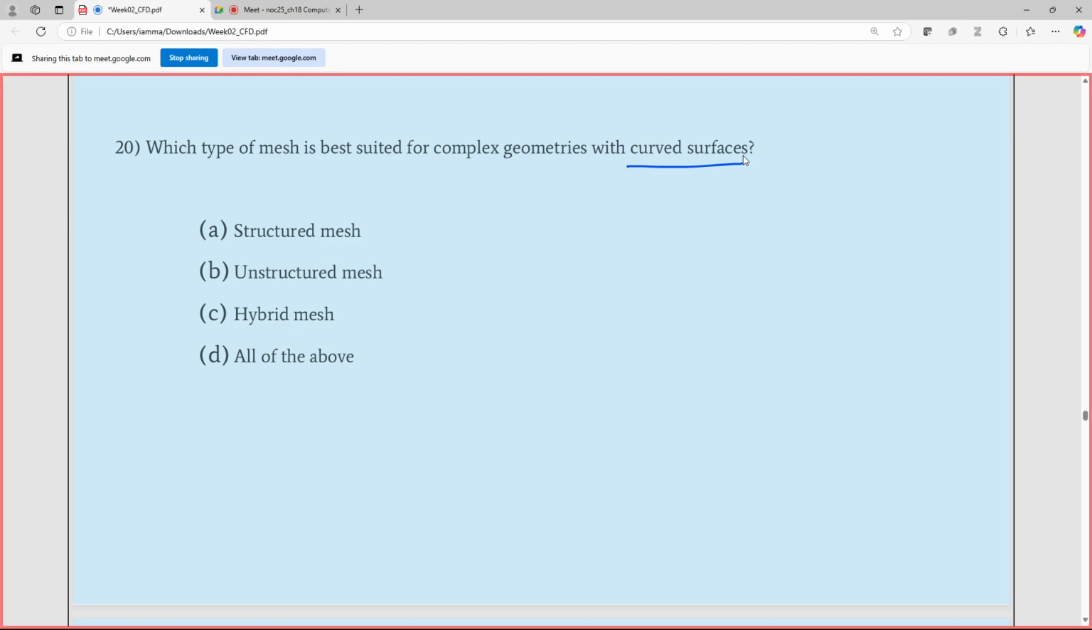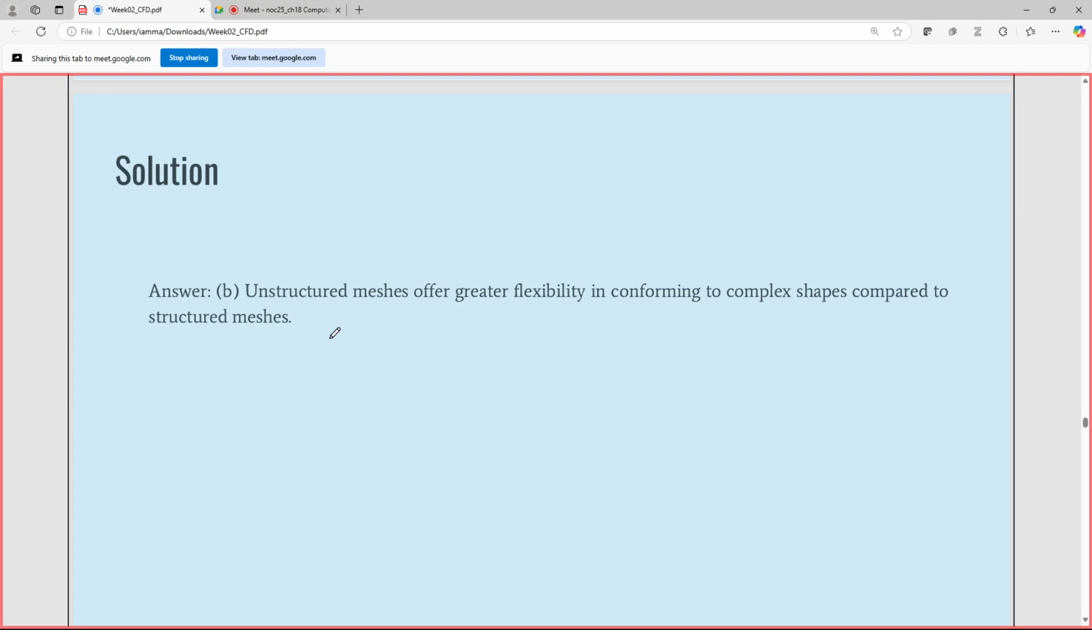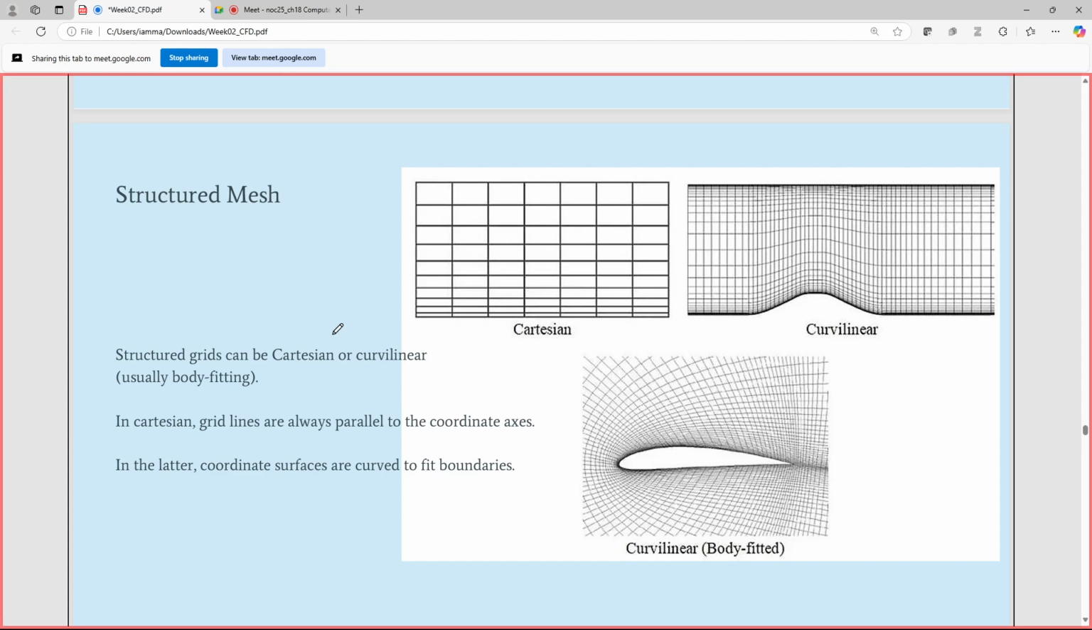Our answer is option B, unstructured mesh, because unstructured mesh gives greater flexibility in fitting to the complex shape or curved shape in complex bodies. If you have any doubt between structured and unstructured mesh, structured meshes are those meshes that can be fitted or written in accordance with Cartesian coordinates. Like this, if you can see, this is a Cartesian mesh. Here, everything you can write in terms of x and y.